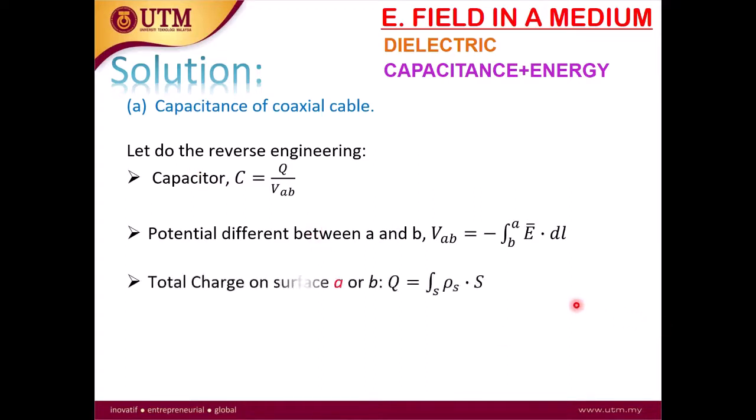To find VAB, we have to use the E field. On the other hand, we have to determine the total charge on surface A, which is Q equal to the integral of rho S dS, or rho S times S for a uniform surface. And the charge density in this case is equal to D dot n.